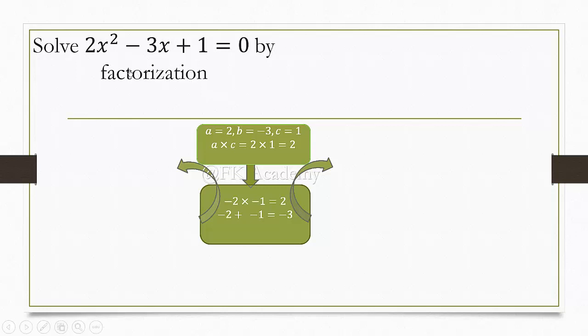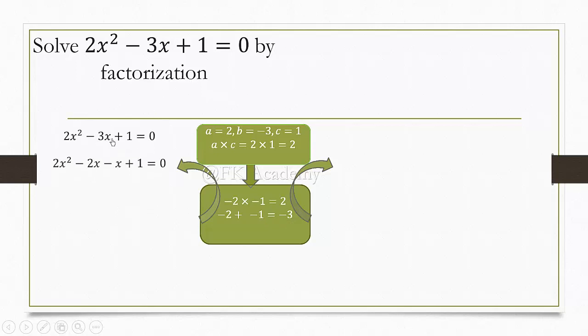Before we factor, we need to find two factors of 2 times 1, which is a times c. Now when we add, we will get the b, which is negative 3. So these factors are negative 2 and negative 1, because when we multiply negative 2 and negative 1, we get positive 2, but when we add negative 2 and negative 1, we get negative 3.